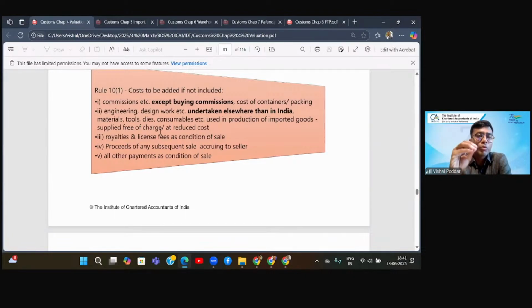Now, how will it be included? It will be included by apportioning. What is this apportioning? Let us say you have given me some dye, which I have to use while making your product. And this one dye can make 1 crore pieces. Now, today I am supplying you 10 lakh pieces only. So whatever is the cost of your dye, that divided by 1 crore multiplied by 10 lakhs. This is the proportionate value which has to be added in this valuation as per Rule 10.